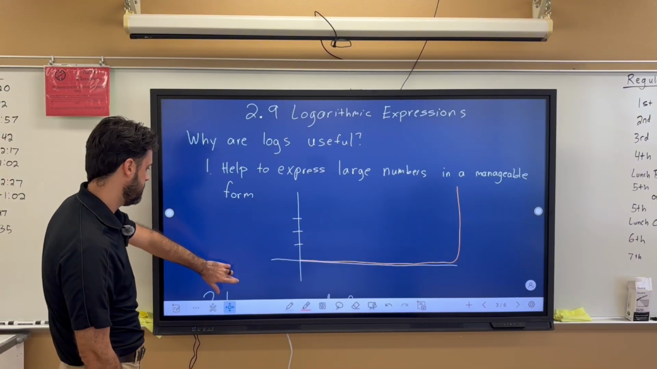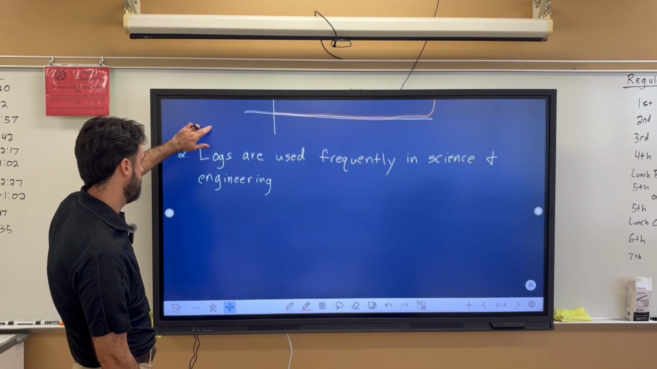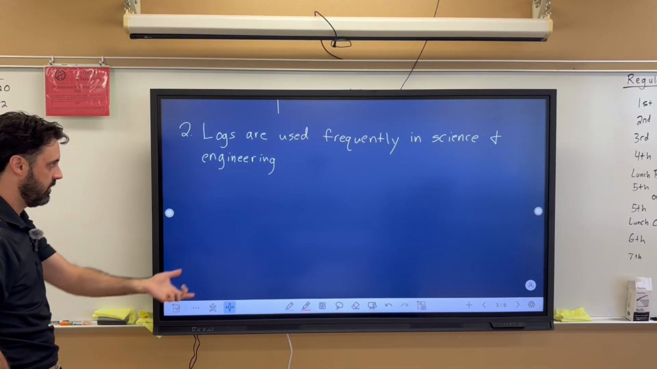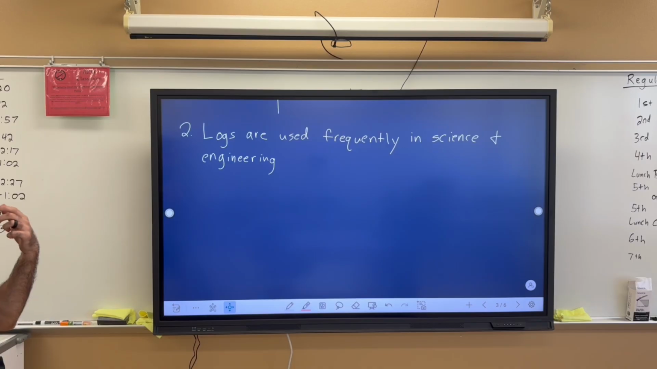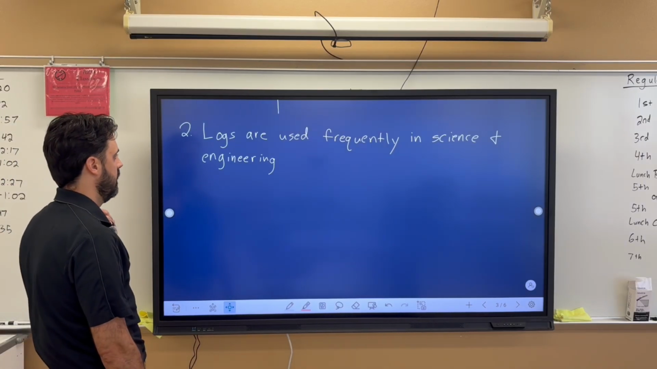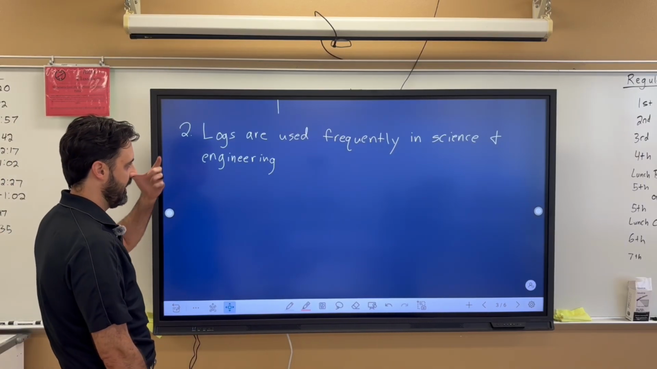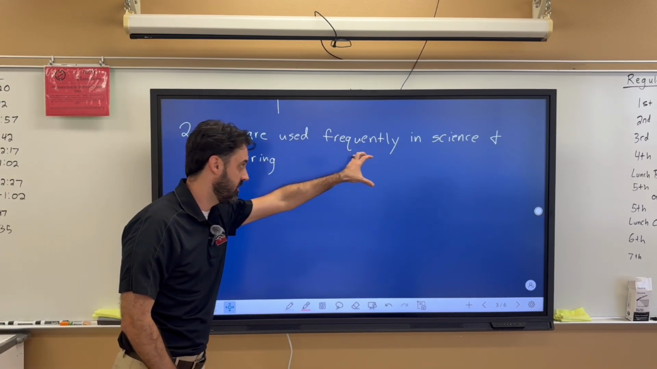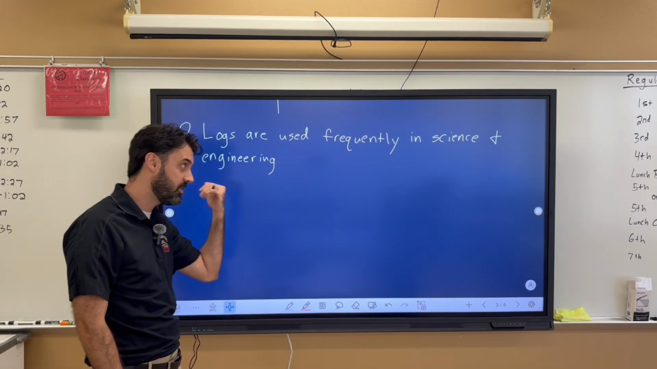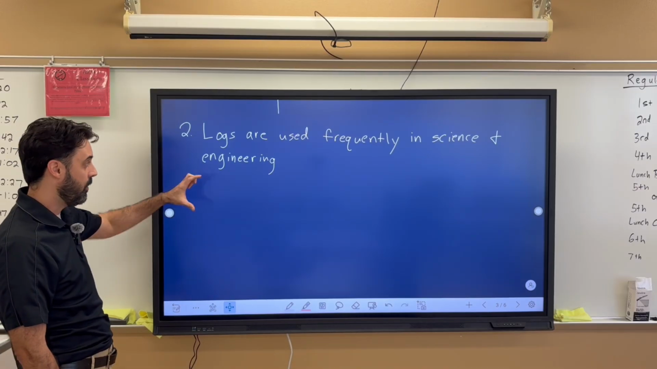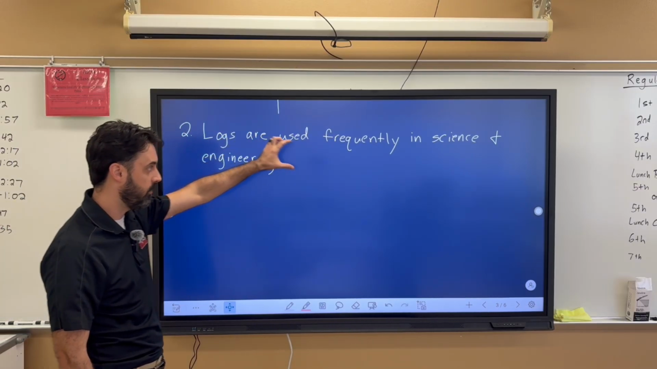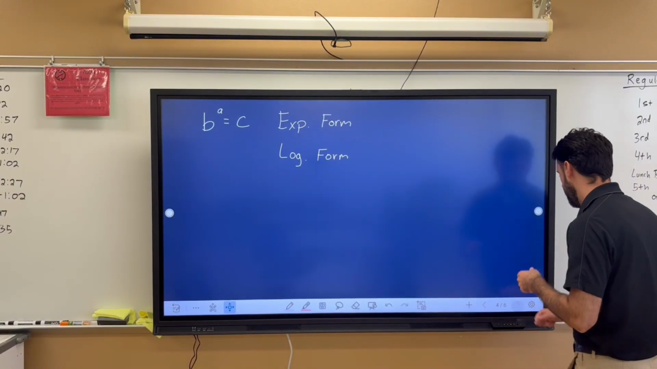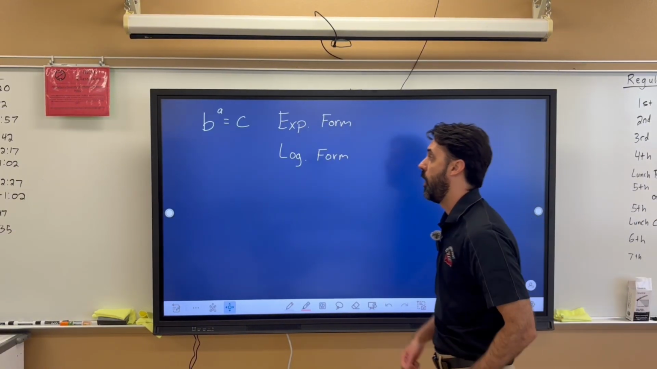The other use would be really in science courses and engineering, computer science as well. Logs kind of help solve real world type problems. Now we're not going to get to this in this course because it's not a science course, it's not an engineering course. But know that in future courses, this will be useful in science as well as in engineering. All right, so that's why logs are useful.